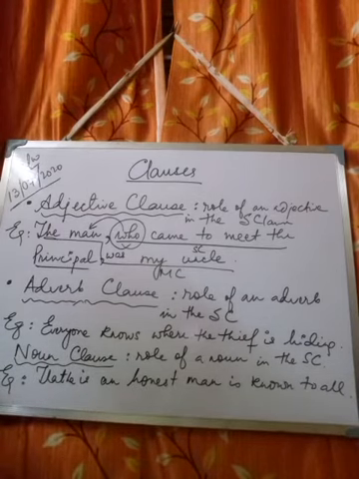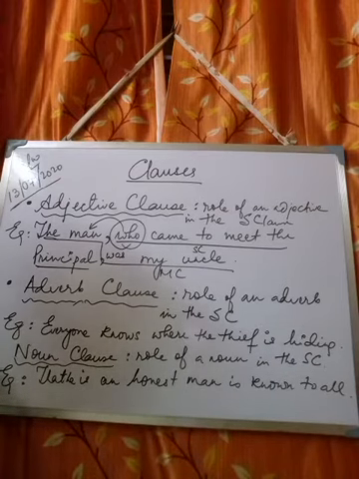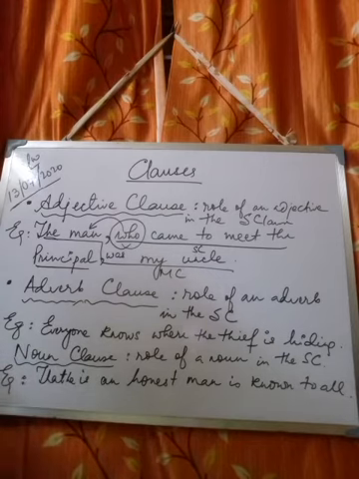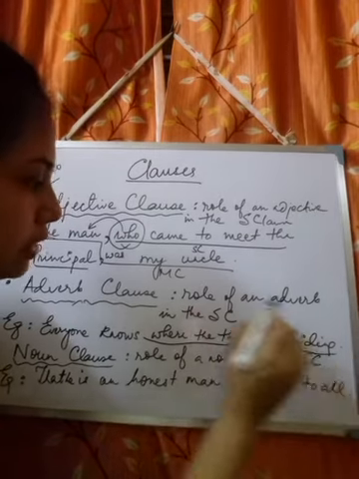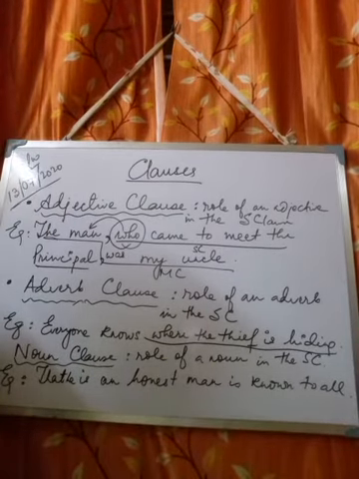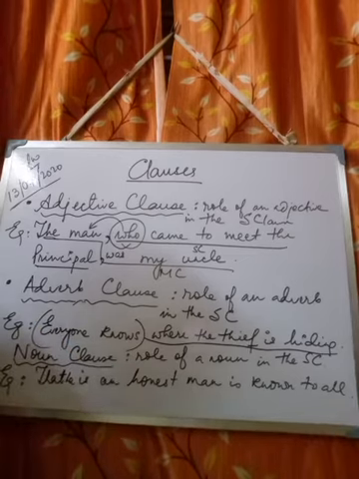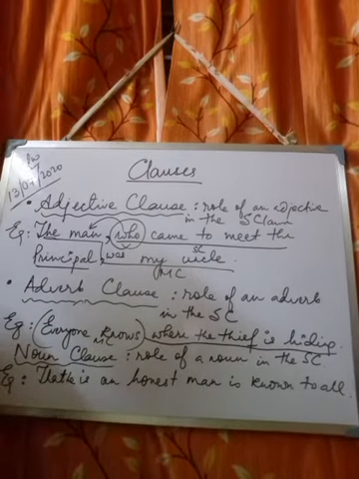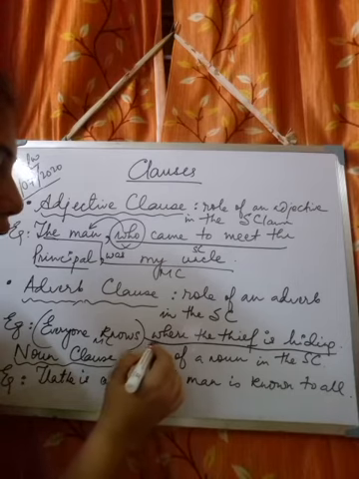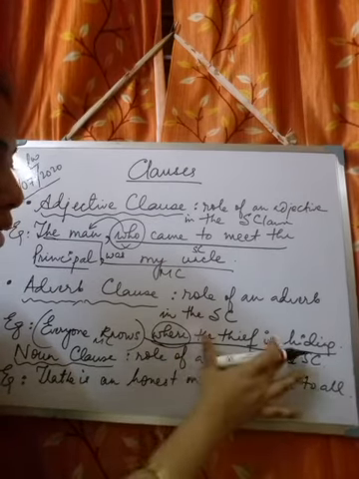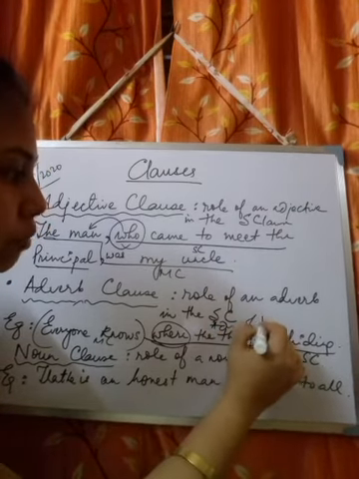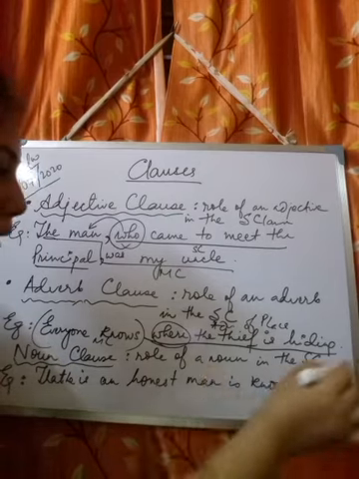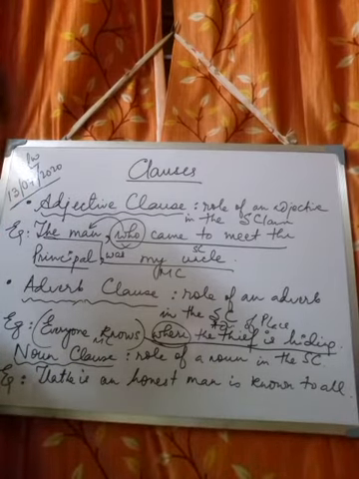Let's now consider another sentence. Everyone knows where the thief is hiding. Okay, first of all, we will identify the subordinate clause. Which is the subordinate clause? Beginning with the subordinate conjunction: where the thief is hiding. So, we have clearly got our subordinate clause here. Everyone knows becomes our main clause. Now, where the thief is hiding, since it begins with where, this is clearly an adverb of place. Therefore, this is clearly an adverb clause.